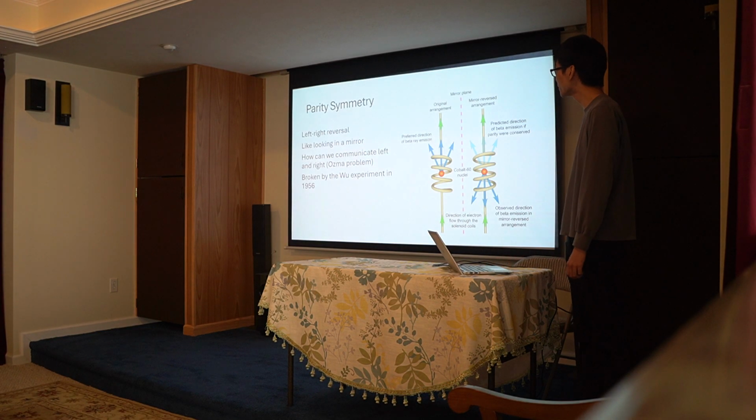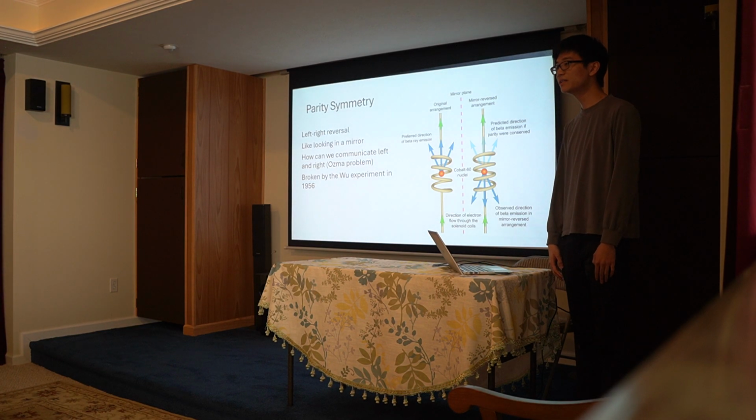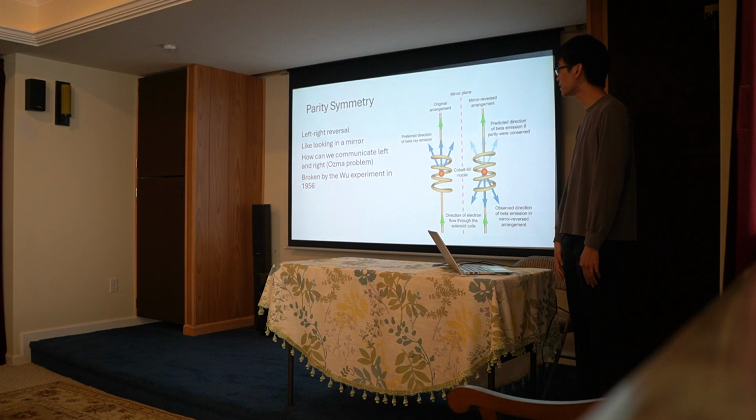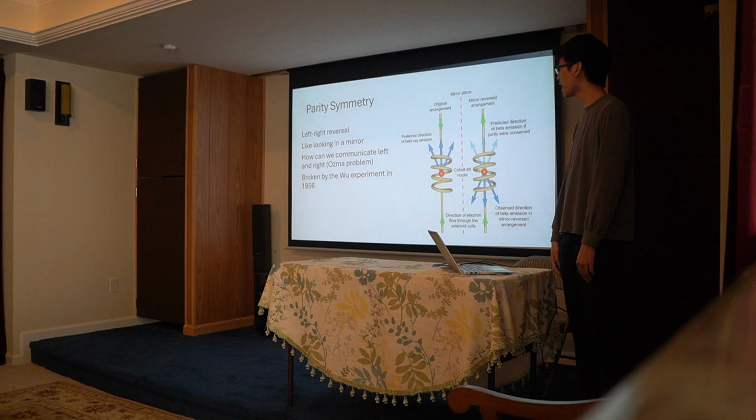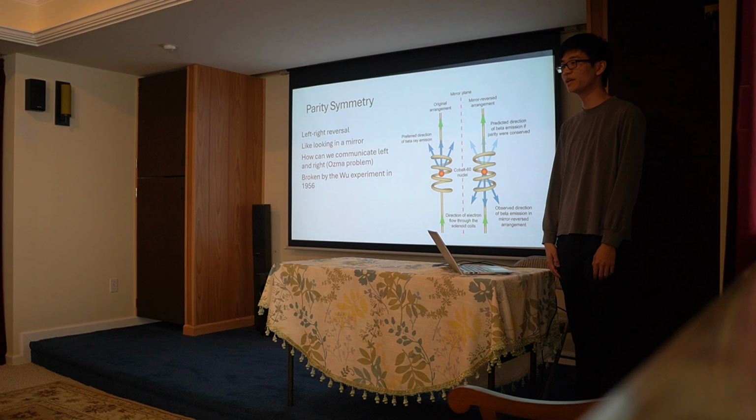The first symmetry is parity symmetry. This is the sort of symmetry you see in mirrors. It's a left-right reversal. For a long time, physicists thought that the universe didn't distinguish between left and right, and that a mirror-symmetric universe would have every experiment have the exact same outcome.